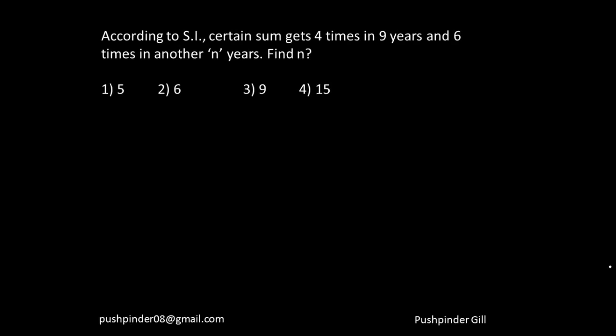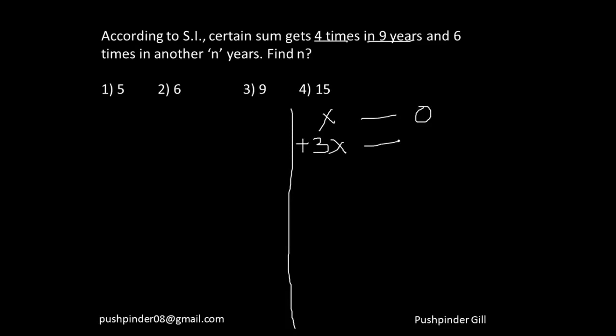According to simple interest, a sum gets 4 times in 9 years and 6 times in another n years. Find n. Right? So let's try using the logical way. So it is becoming 4 times in 9 years, 6 times in another n years. Let's suppose I invest X dollars and it is 0 years right now. So it is becoming 4 times in 9 years. That means it is increasing by 3x in 9 years. Fine. And 6 times in another n years.